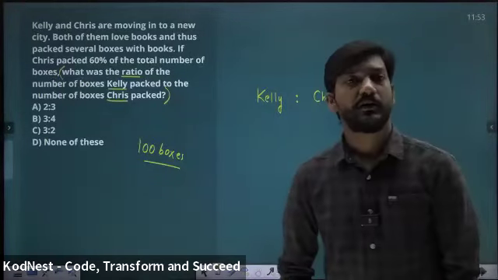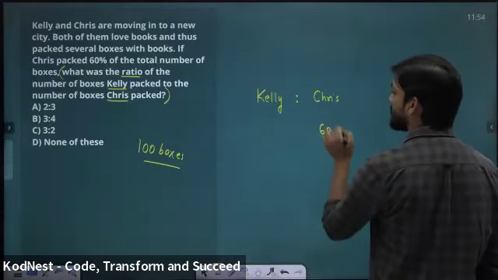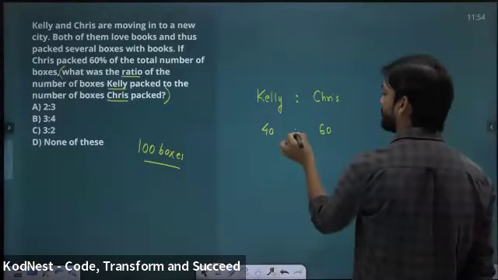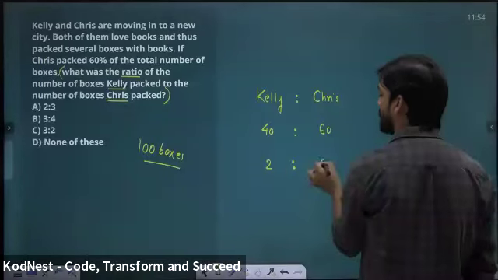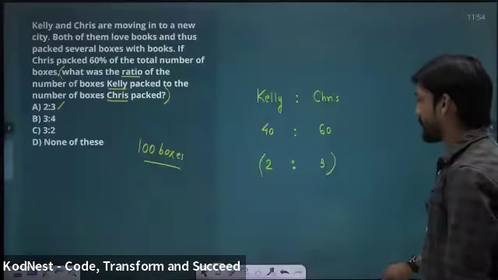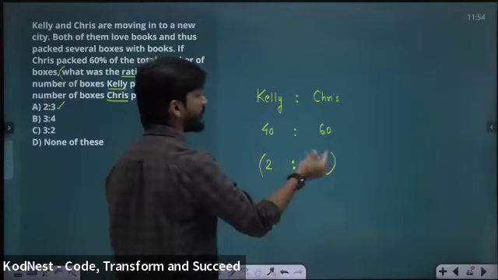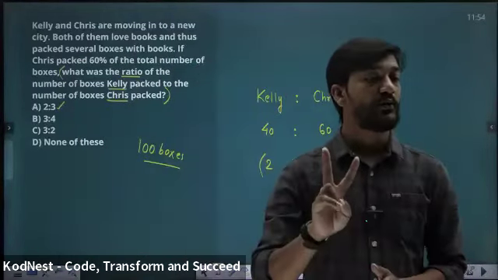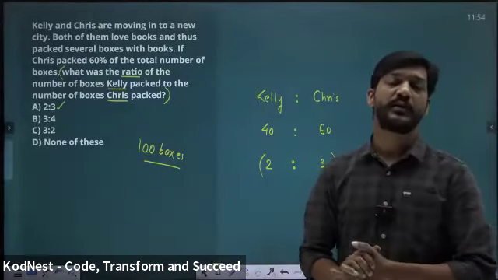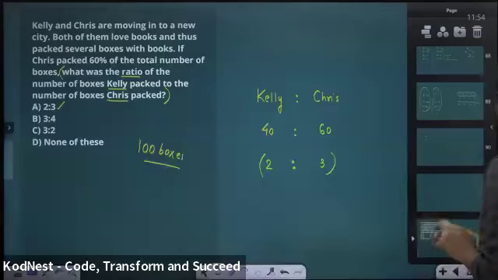60% of the boxes Chris has packed. How much? 60% of 100, 60. So how many boxes Kelly packed? 100 minus 60, so 40. So 2 ratio 3 you will get. Chris packed 60%. If Chris packed 60%, Kelly packed 40%. So 2 ratio 3 you will get as the ratio. Don't say just opposite. If you are saying opposite, that means you have taken Chris first. All right, so please remember this very small point. Very silly mistakes you might do if you don't know.